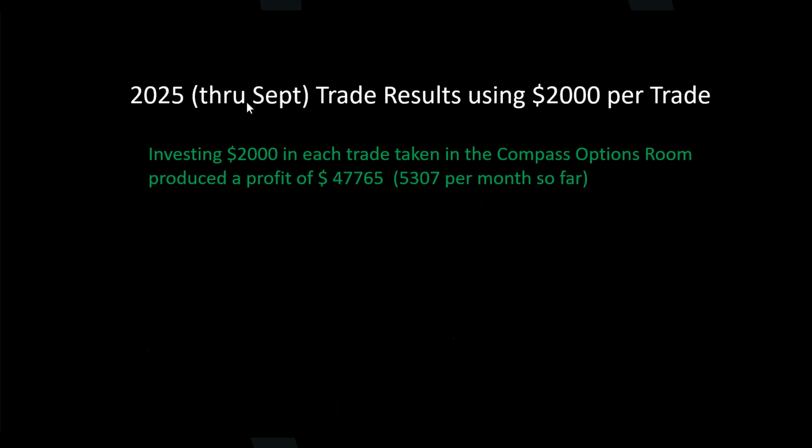All right, 2025. This is through September. Using $2,000 per trade, we're up $47,765, $5,300 a month, which is actually better than the previous 2 years, but not a lot, but pretty good. But you can see how consistent the profitability is on these trades. Even in whatever the market conditions, it doesn't matter. Market conditions right now, even though the market's very high, the trading conditions are horrible for swing trades right now. We can't take a lot, so I don't.